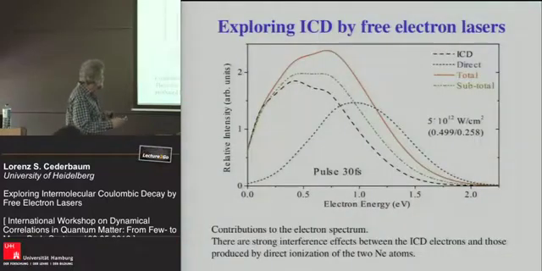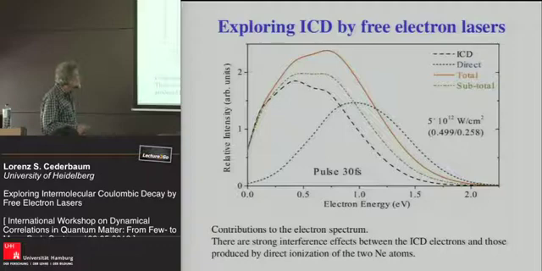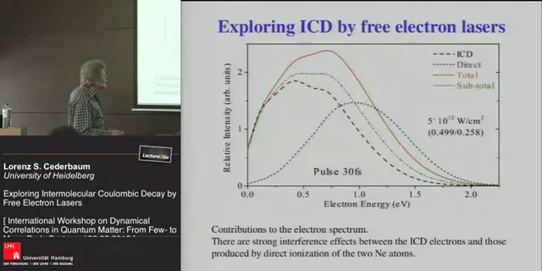So here you see a breakup of the contributions. In one case, this is 30 femtosecond and this intensity. And you see about 50% of the neutrals have survived the pulse, so it's not a very strong pulse. So ICD alone is a broken curve.